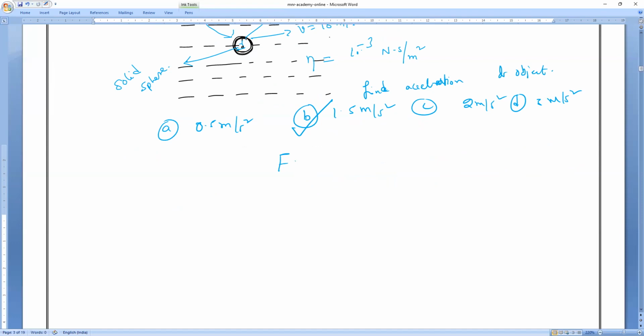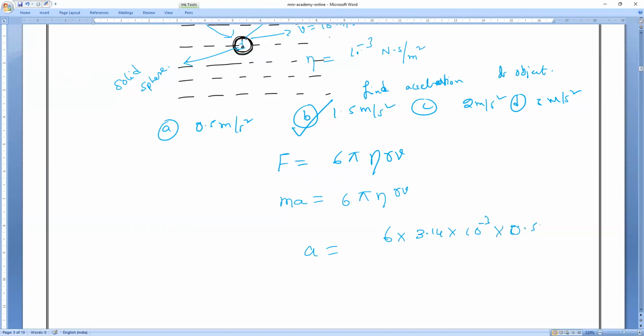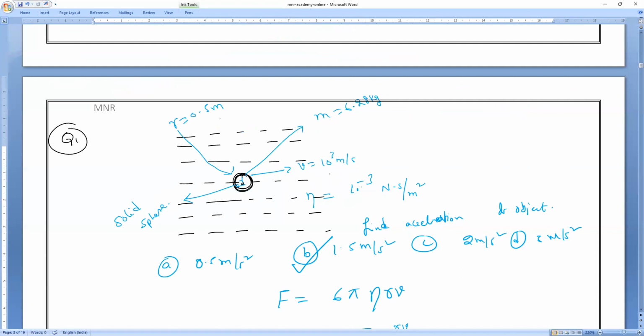So we all know that force is equal to 6 pi into eta into R into V. So M into A is equal to force, which is 6 pi eta R V. We want acceleration, so 6 into pi value 3.14 into 10 power minus 3 into 0.5 into 10 power 3. Because radius is in what? Radius is in meters.